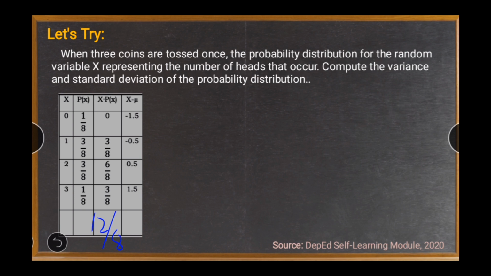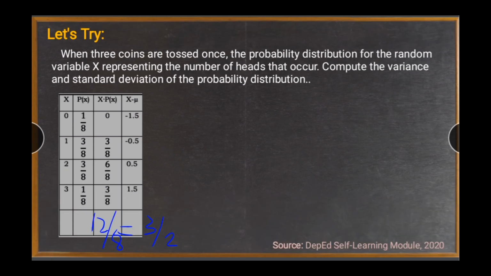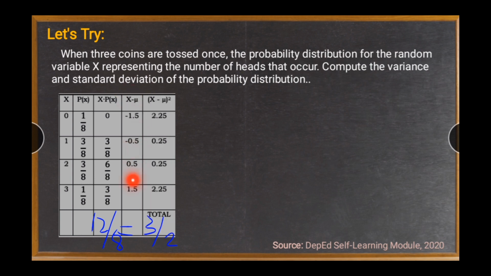What's 12 over 8? Divide by 4, that's 3 over 2. What is 3 over 2? That's 1.5. Your mean is actually 1.5, or 3 halves. And you are going to square this one for your next steps.